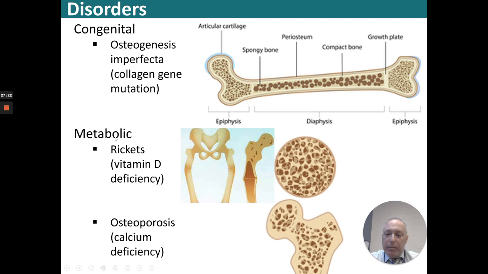Next, a disorder would be associated with a metabolic situation, and this would be rickets, and it's seen in development. So rickets is often seen in children, but vitamin D deficiency will impair the strength of the bone, and we'll get long bones to break and bend. And then osteoporosis, which is calcium deficiency. This leads to little holes in the bone, decreased bone density, and fractures are very common.